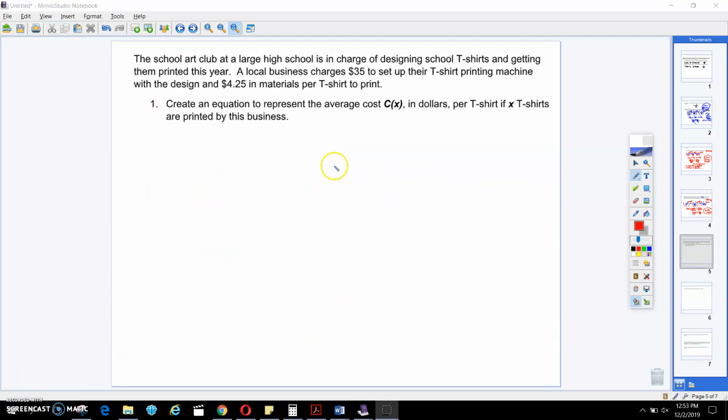So the school art club at a large high school. Okay, so they're in charge of designing the school t-shirts and getting them printed. A local business charges $35 to set up their t-shirt printing machine with the design and $4.25 in materials per shirt to print. Create an equation that represents the average cost in dollars per t-shirt if X t-shirts are printed by the business.